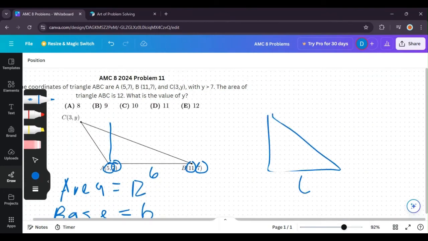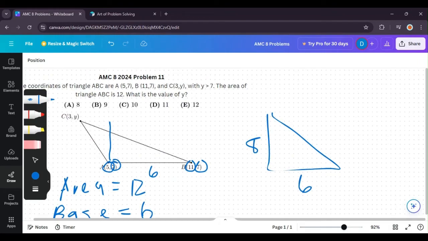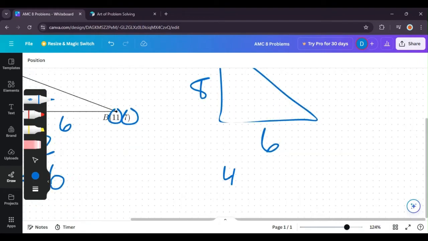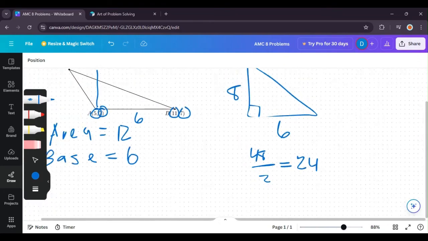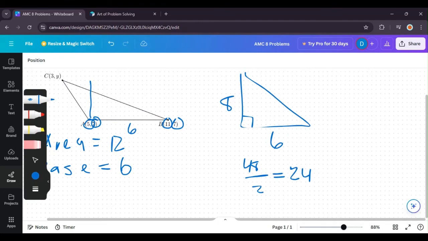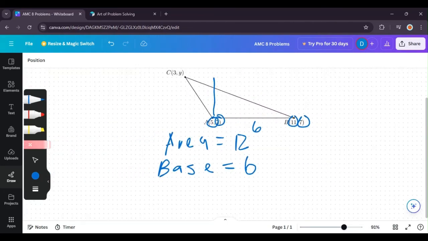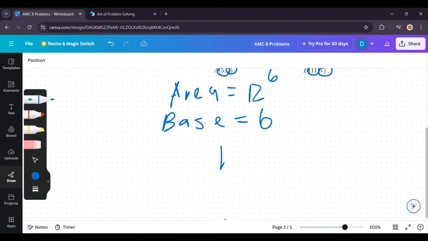So in a right triangle, we might have 6 and 8. This is just an example. 6 times 8 is 48, divided by 2 is equal to 24. That's the area. So we're multiplying its height by its base, and we divide by 2 to find its area.